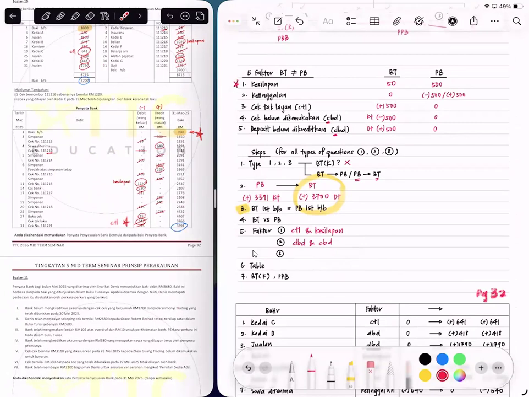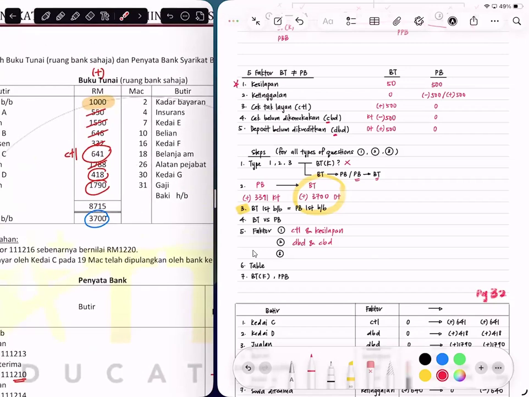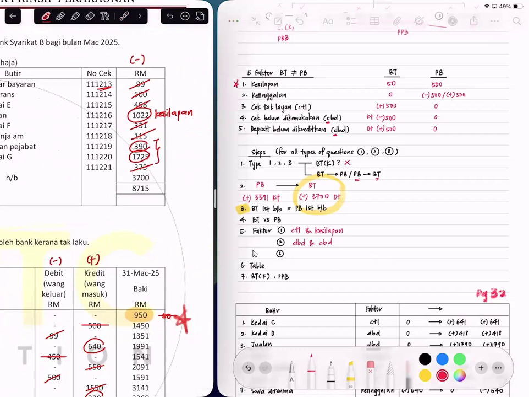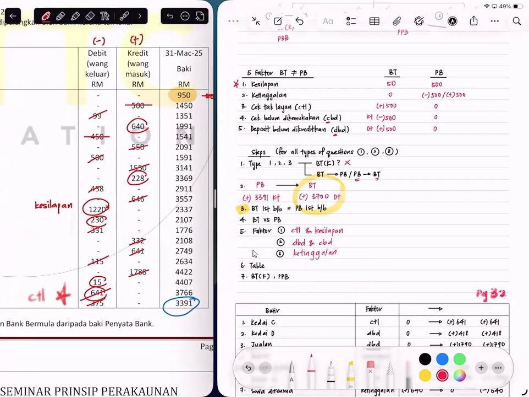CBD, DBD only shown in buku tunai sahaja. So if you go back to your buku tunai, as long as debit in buku tunai, not in Penyata Bank, it will be DBD because D stand for debit mah. If it is showing in buku tunai credit side, not in Penyata Bank, it will be CBD. Easy lah. Then the last one, everything the rest in Penyata Bank but not in buku tunai, it will be ketinggalan. So we got ketinggalan. I write K here to save the time. So we got 1, 2, 3, 4. Totally 4 ketinggalan.